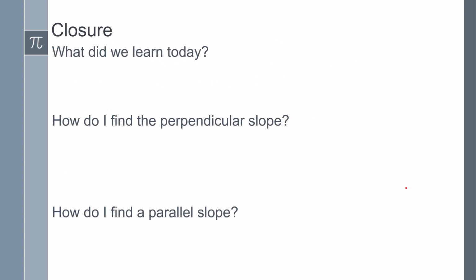So closing today's lesson, we talked about perpendicular and parallel lines and how to create the equations. So how do we find the perpendicular slope? Opposite reciprocal, negative reciprocal. So if my slope is 5, you add a negative to it, and you flip it. And that's going to be your perpendicular slope. And how do you find the parallel slope? It's the same slope. So if your slope is negative 12, the parallel slope is also going to be negative 12.